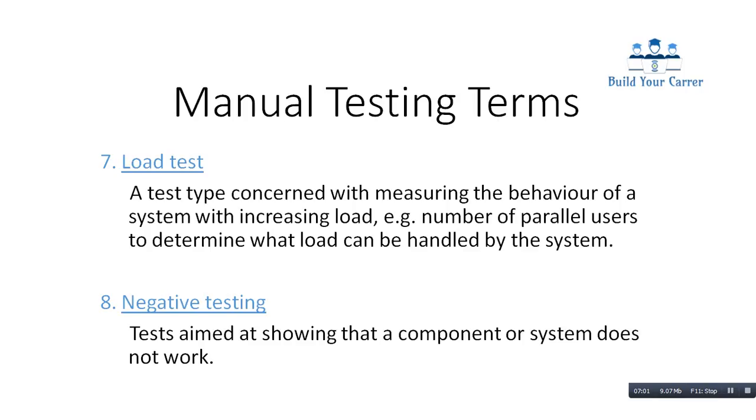Next is negative testing. Tests aim at showing that the component or system does not work. Okay, so in negative testing, if we know that this is a text box and it will only take integer values, but we try to provide alphanumeric values, or we provide special characters, this type of testing is known as negative testing.